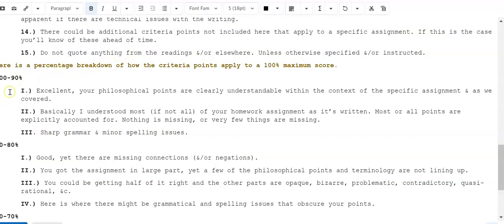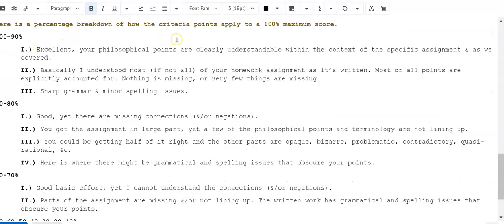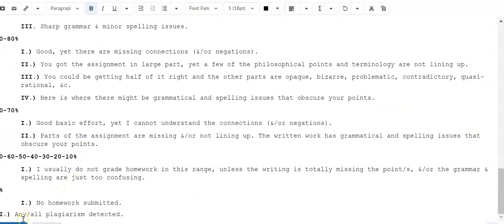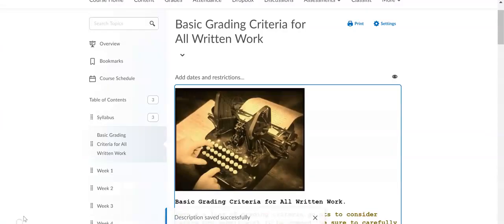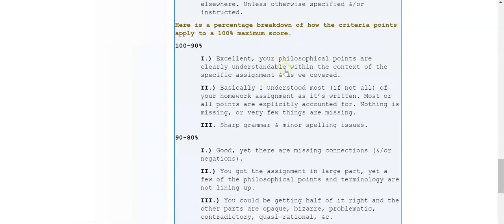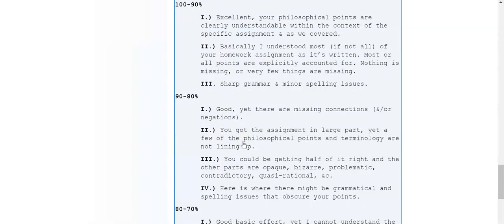So this is kind of cutting this off, but basically here is a percentage breakdown of how the criteria points apply to written work. Let's just do this so we could at least look at those. So here's a percentage breakdown, 100 to 90%. Excellent. Your points are clearly understandable within the context of a specific assignment as we covered. 2, basically I understand most, if not all, of your homework assignment as it's written. Most of your points are explicitly accounted for.